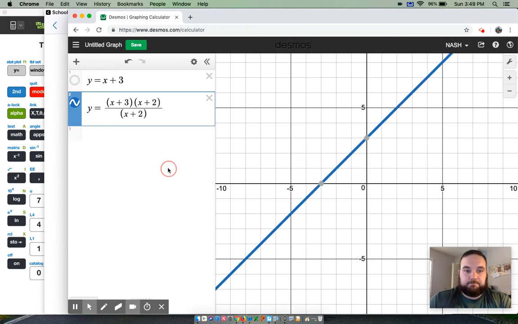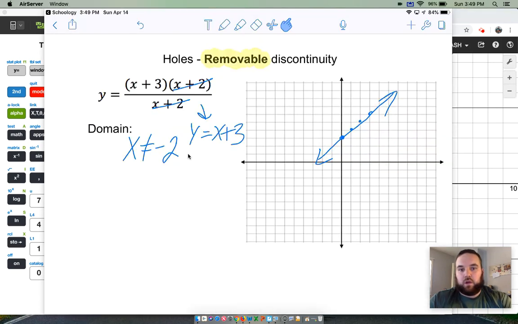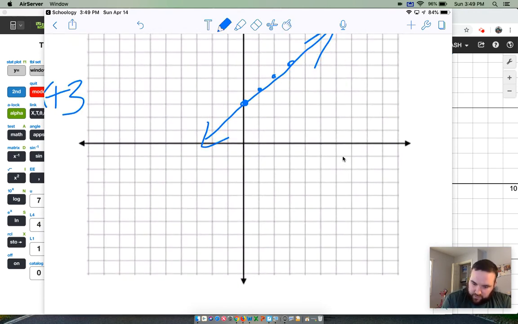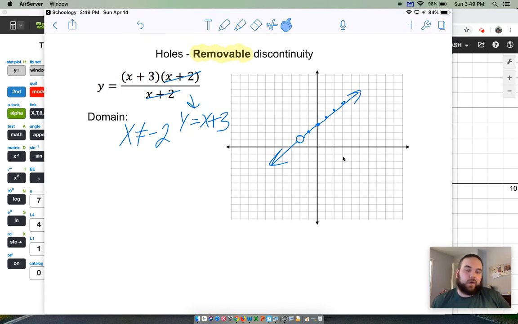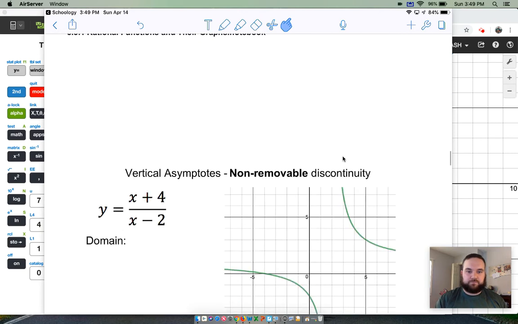So these two graphs are essentially the same. The difference being the one in blue, this fraction on the bottom, has what we call a hole. But it is removable, meaning you can't really see it in the graph. You just have to understand that there's going to be a hole in this. So what we could do here, and you're not going to worry about graphing today, but if we're graphing this, what we would do is make an obnoxiously open circle like that, just to show that there's a hole in that graph. So holes are what we call removable discontinuities.